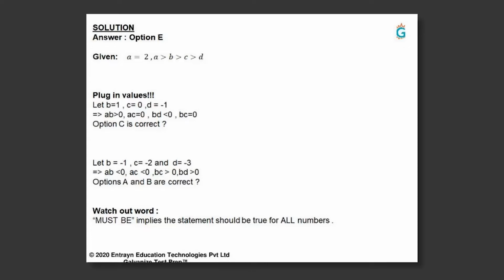Okay. Plugging in values. You are just given that A is greater than B, greater than C, greater than D, which means that B, C, D can be any real number, right? It can be positive, it can be negative, it can be 0, anything. A is equal to 2 is fixed. As long as A is greater than B, greater than C, greater than D, you can have any choice for B, C, and D. A is equal to 2, then D must be negative. Who told you that, Amit?